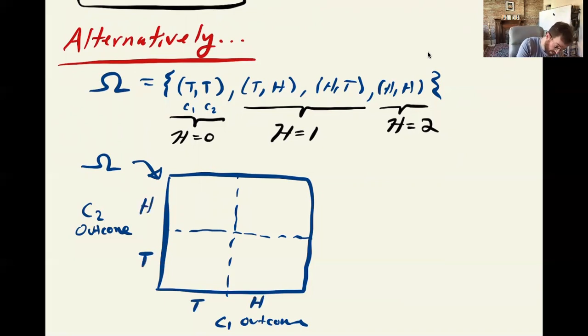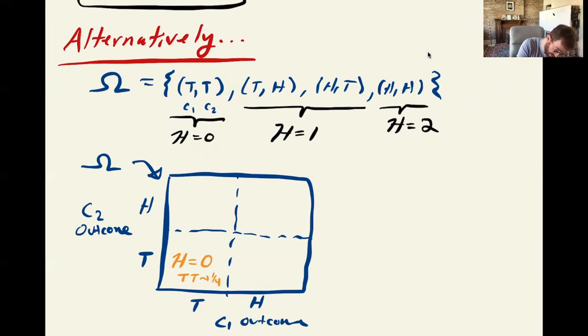And so what we're looking at in each of these situations is something like, let's say here, this tails, tails. This corresponds to the event H equals 0, because this is tails, tails, which we already calculated has a probability of a fourth of occurring.